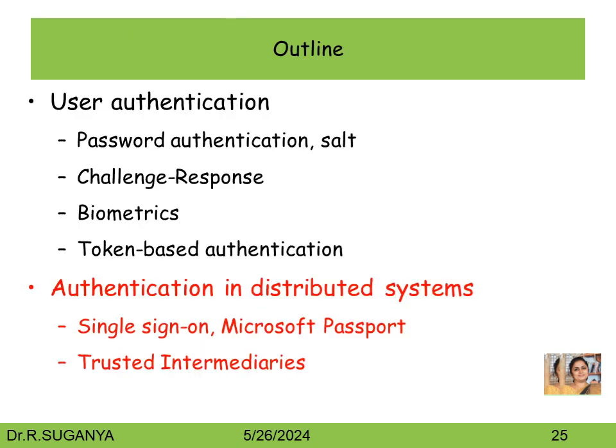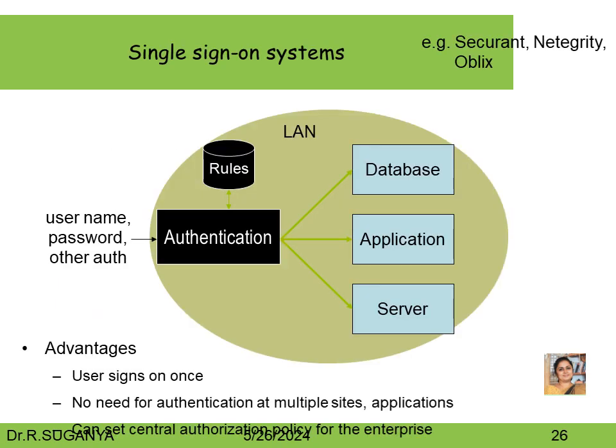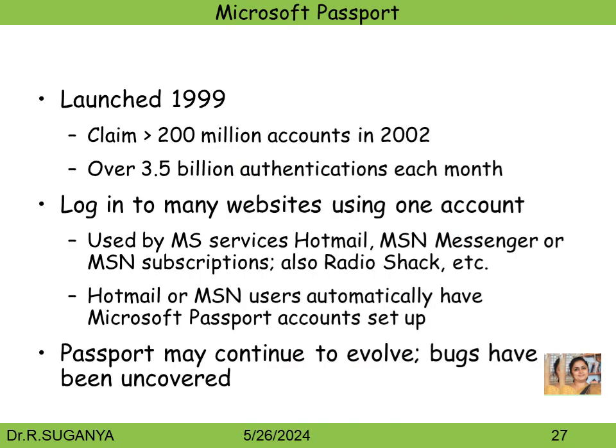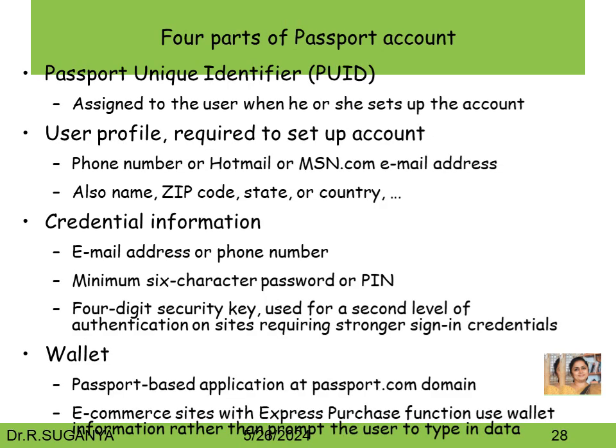Next is authentication in distributed systems: single sign-on, Microsoft Passport and trusted intermediaries. A single sign-on system uses a username, password or other authentication, and stores it in databases for applications as servers. Microsoft Passport was launched in 1999. It claimed 200 million accounts in 2002 and over 3.5 billion authentications each month. You log in to many websites using one account. Passport may continue to evolve, and bugs have been uncovered. A Passport account has 4 parts: passport, a unique identifier, the user profile required to set up the account, credential information, and a wallet.